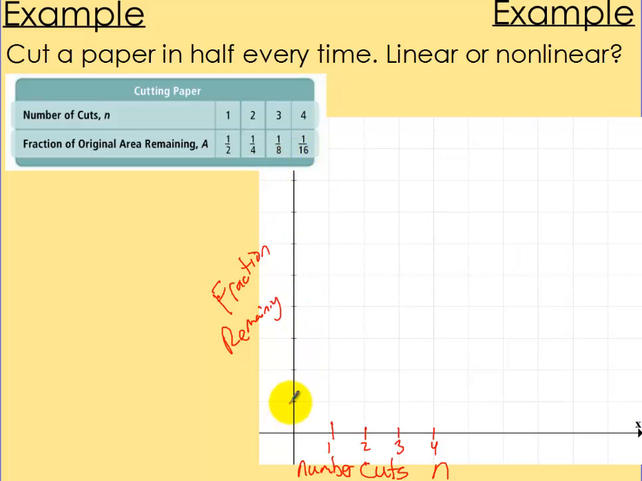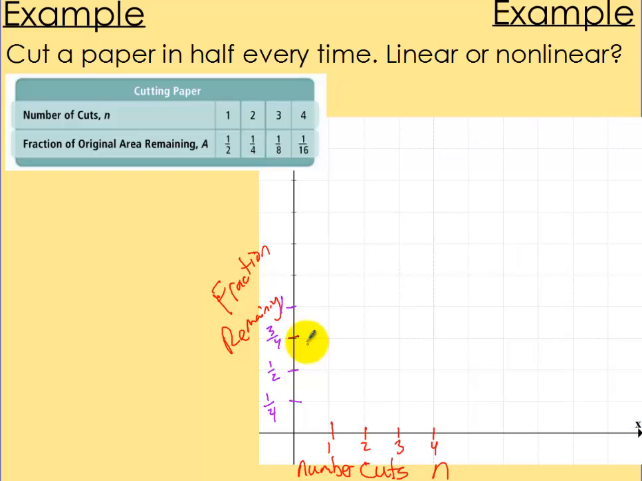So I don't want to count up 1, 2, 3, 4 every time. That's going to make my graph really small and hard to see. I want to spread this out. So let's say I can count up by 1/4 every time. I can choose 1/4. This will be 2/4 or 1/2, and this will be 3/4, and let's say 4/4 or 1.